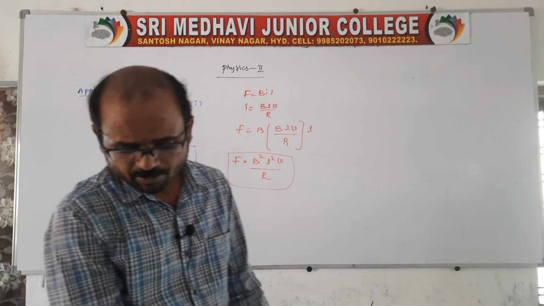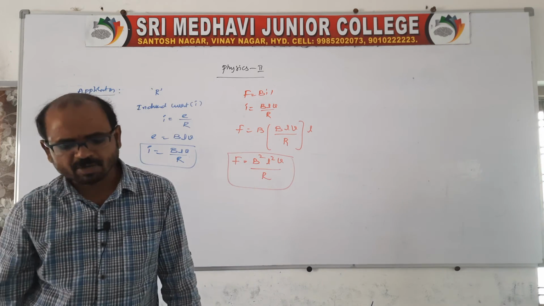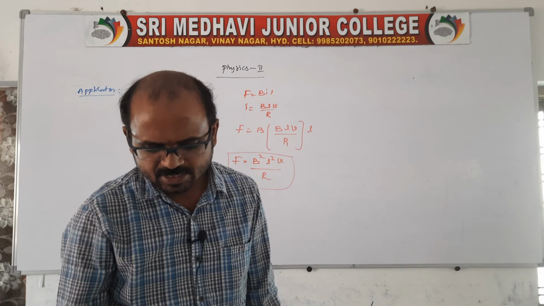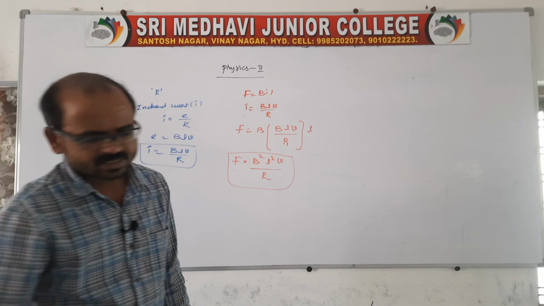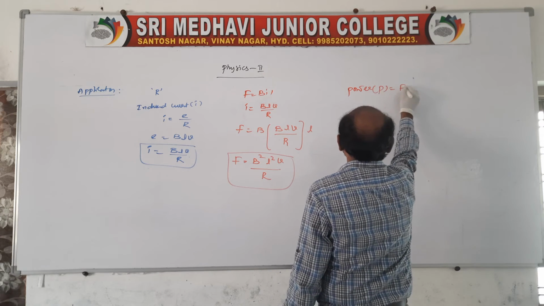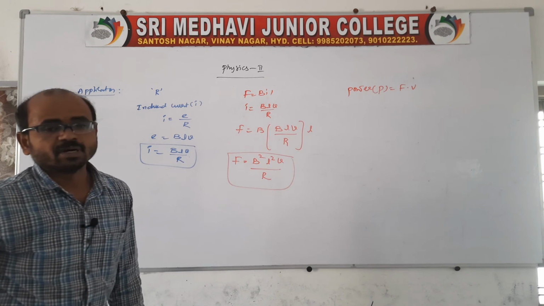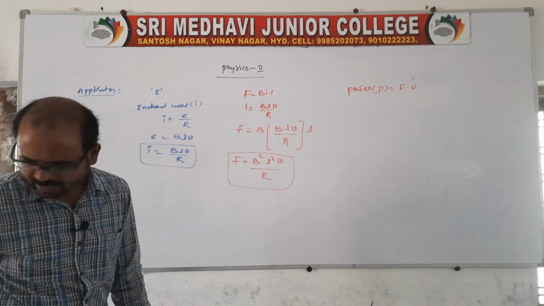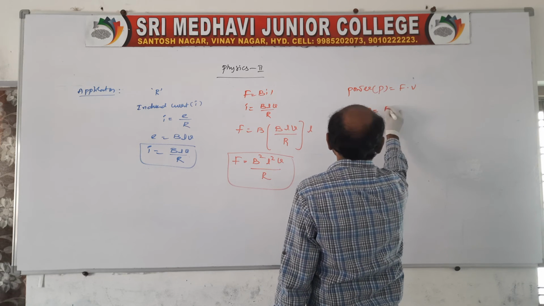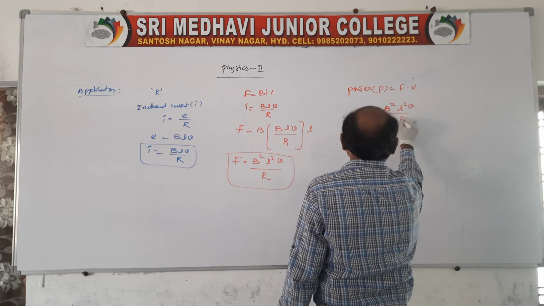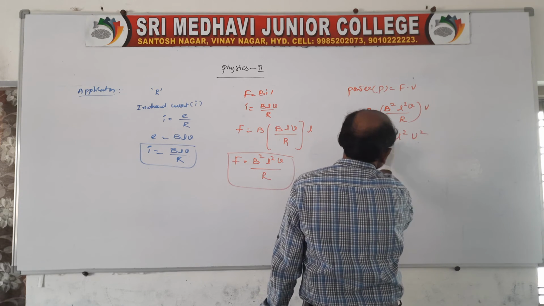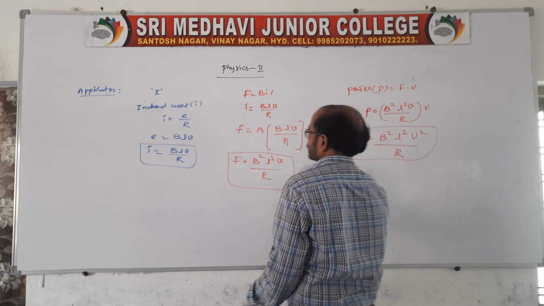When it is moving in a uniform magnetic field, not only that, we can also find the power, power applied or power dissipated. So power P is equal to F into v. It is the power on a current carrying conductor placed in a uniform magnetic field. Power is equal to B square L square v by capital R into v. Therefore, power is equal to B square L square v square by R. So these are the relations related to motional EMF.